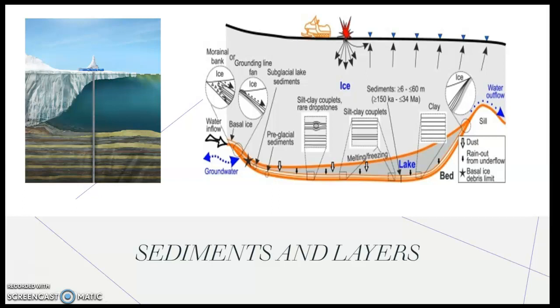In the picture on the right, we can see that it has silt and clay, that it has pre-glacier settlements and subglacier settlements. And the sediments are right here as far as how big they are.